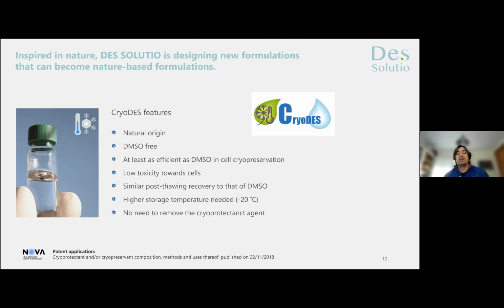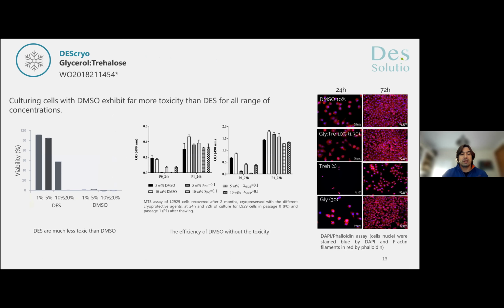Deep eutectic systems have the advantage of having the same efficiency, as you can see here, the same efficiency as DMSO. So the cell survival after freezing and defrosting is the same as DMSO, but the toxicity is much, much lower. So we have the efficiency of the golden solvent for cryopreservation without this toxicity. What this means is that there's no need for complex processing of the cells before injecting into the patient.